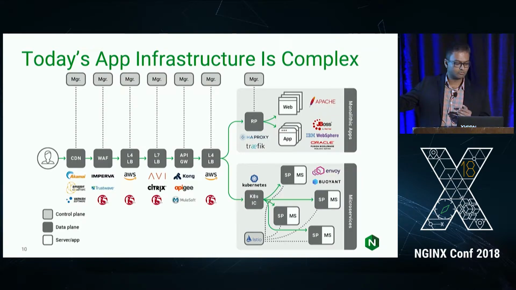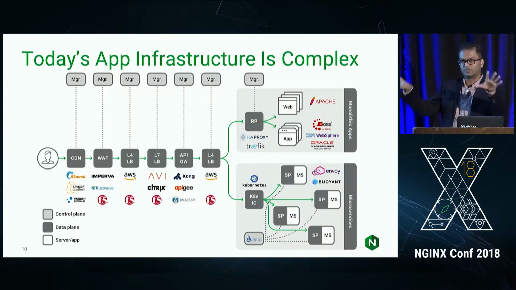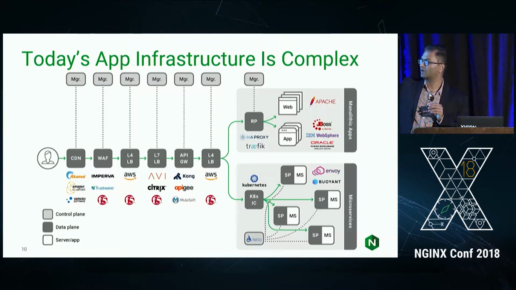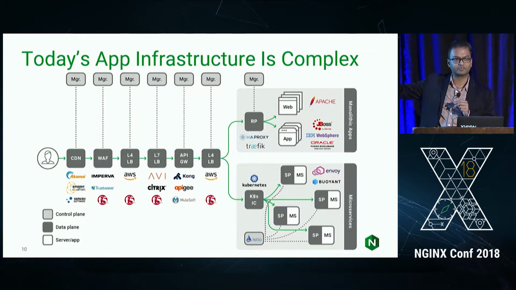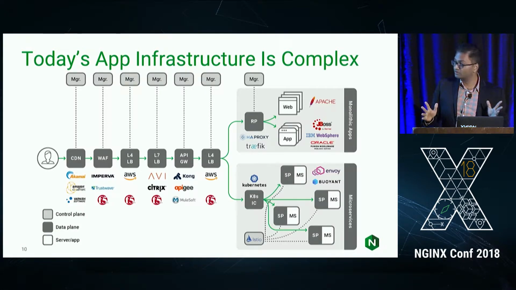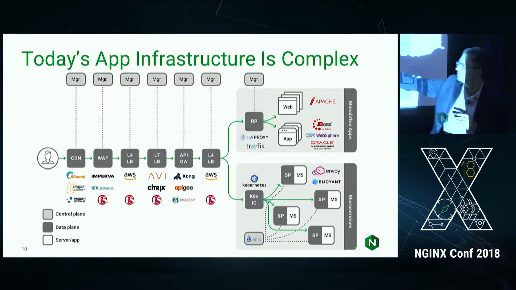You have a CDN going into a WAF, L4 load balancer, L7 load balancer, API gateway, and back into an L4 load balancer that talks to a monolithic app reverse proxy. They're also having some of their applications using microservices, Kubernetes ingress controller, and via the sidecar proxy. They have the Istio framework for microservices, and via the sidecar proxy there. So they have 13 solutions. They don't have all of these, but these are the various flavors.